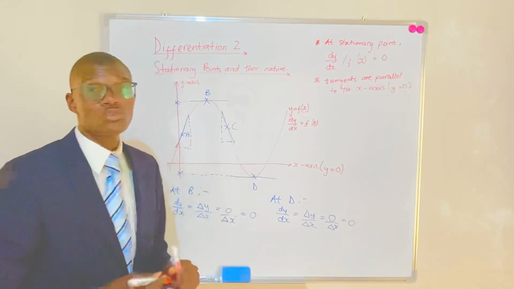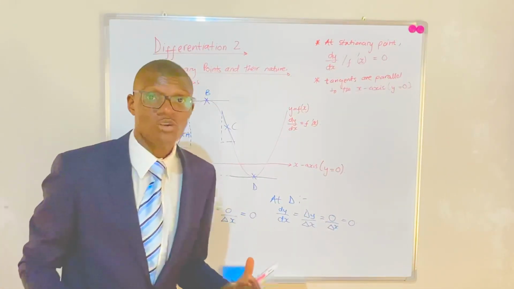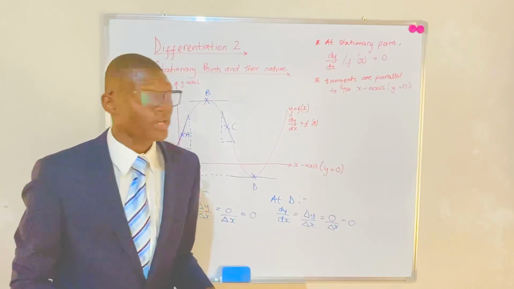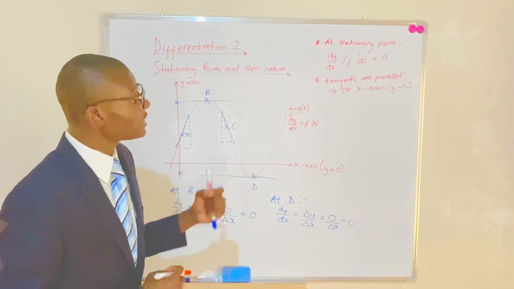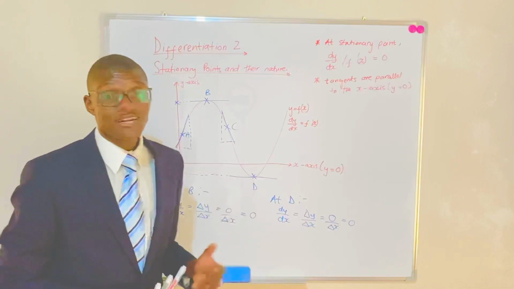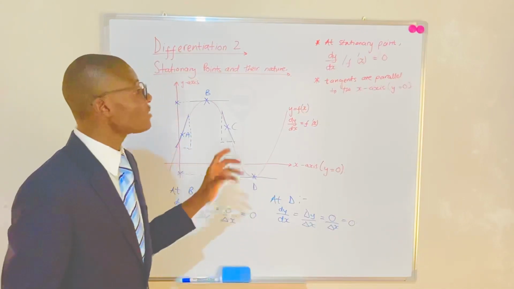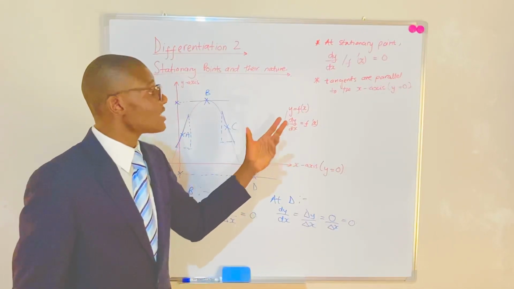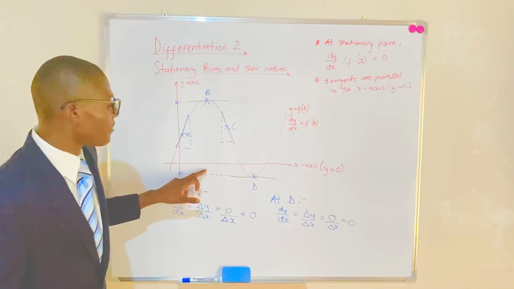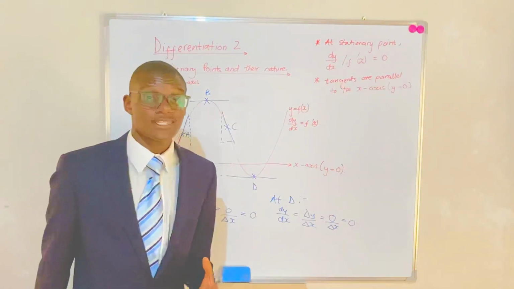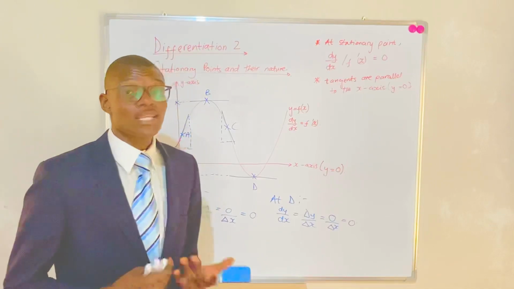So these are two very important conditions to take note of when we are talking of stationary points. At a stationary point, dy by dx, or the gradient function, is equal to 0. And as well, the tangent or tangents at stationary points are parallel to the x-axis, which is also the line y is equal to 0.